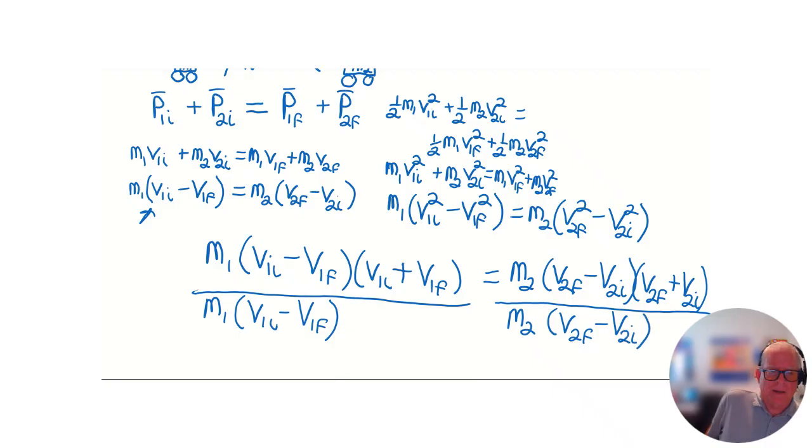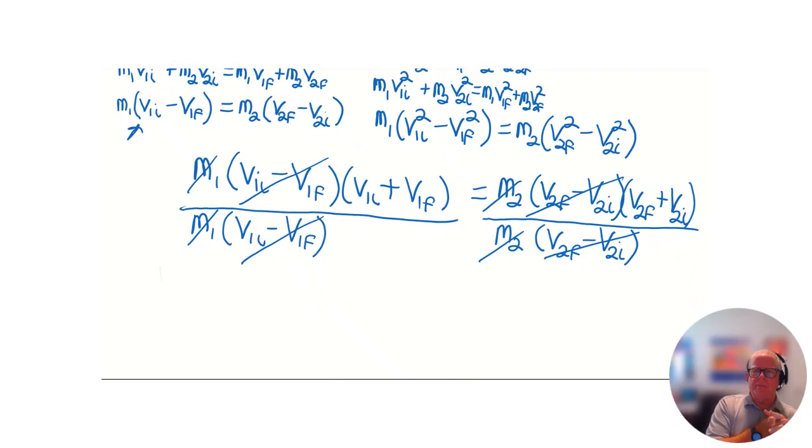Now, look what this allows us to do. We have common terms in the numerator and denominator of both sides, so we can divide out those terms. So I'm going to divide out the M1 because it's in the numerator and denominator. I'm also going to divide out the V1 initial minus V1 final because that is in both the numerator and the denominator. And I'm left with V1 initial plus V1 final. On the right-hand side, I do the same process. I divide out the masses, and I divide out the differences, V2 final minus V2 initial, and I'm left with V2 final plus V2 initial.